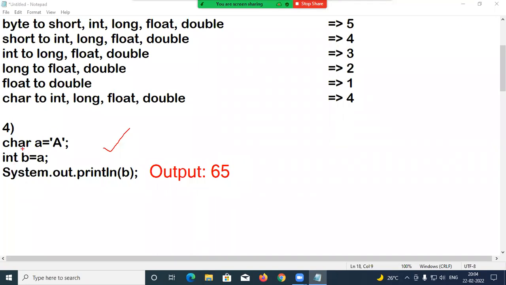It is character to integer. Character to integer comes under 19. It is valid. But we are printing the B value. B is printed in integer format. So capital A is nothing but ASCII code 65. That's why the output is 65. That was given yesterday: capital A is 65, small a is 97, 0 is 48. Okay, 48. If you remember these three, that is enough. Now one more. Fifth one.